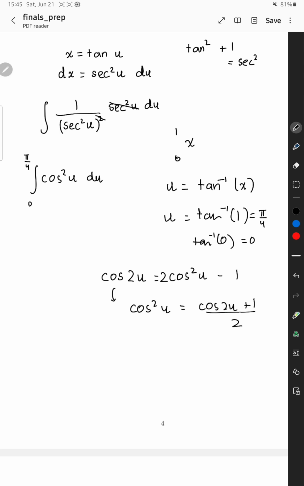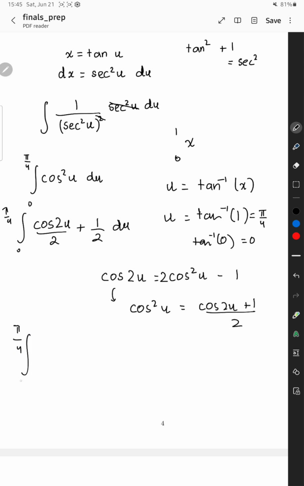Okay, if you have to switch it into a simple form in which it's not a square, it's in a linear form, so you have to just double the angle. So here you need to do cos 2u divided by 2 plus 1 by 2, and that's pretty much it. 0 to pi by 4 du. The rest is pretty simple.